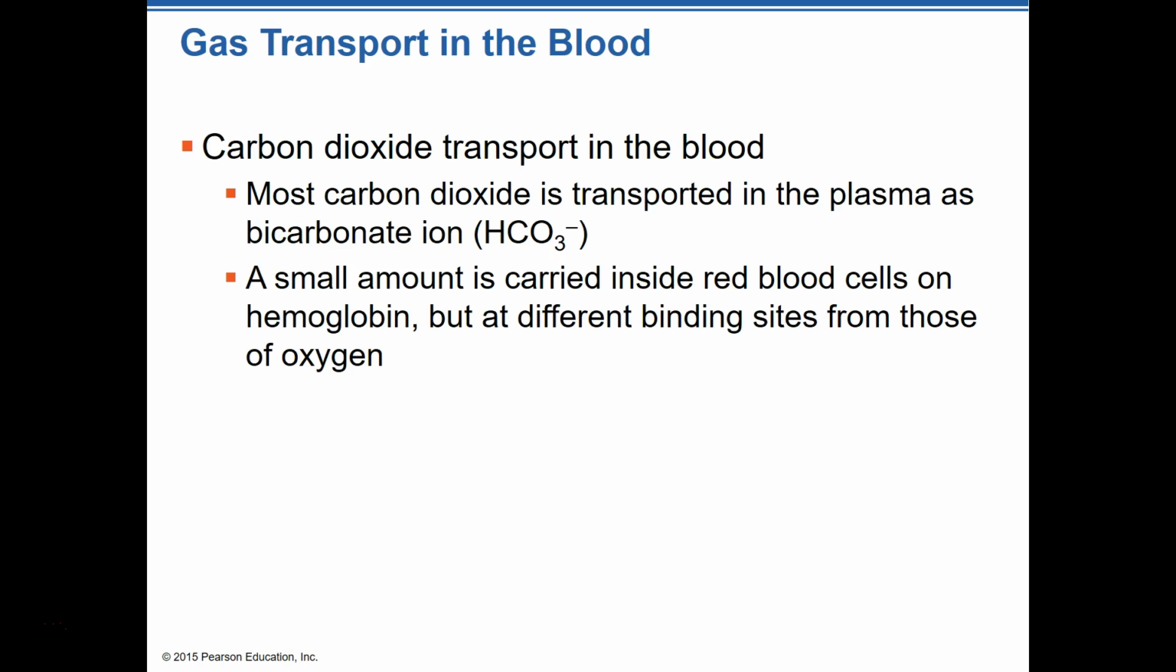Most of it's transported in the plasma in the form of bicarbonate. What happens is CO2 is going to bind with water, H2O, and it's going to create HCO3, which is bicarbonate. Bicarbonate is part of the buffer system that maintains the pH levels. Now, if we have an overabundance of carbon dioxide, it actually will start to be converted into carbonic acid, which is a weak acid capable of releasing hydrogen ions. And that release of hydrogen ions actually lowers the pH and makes somebody become acidic.